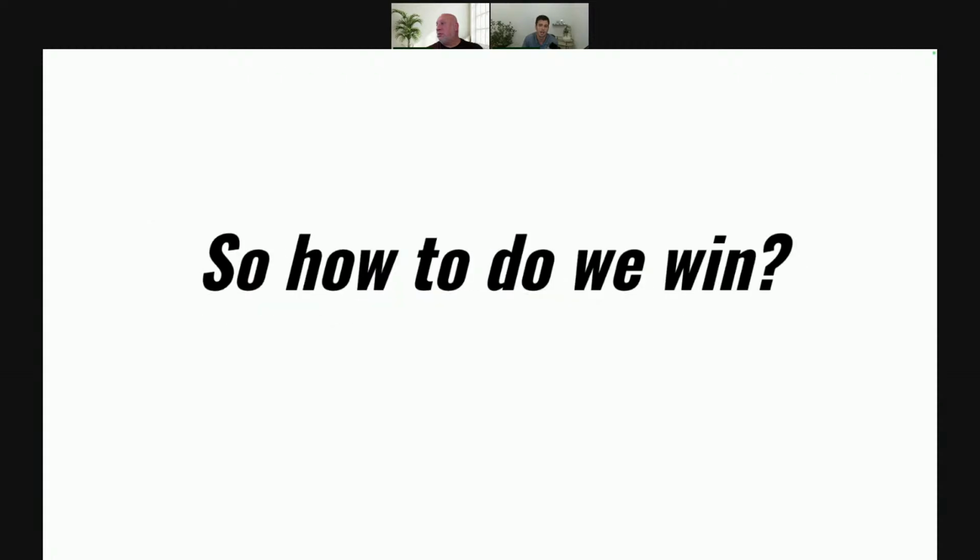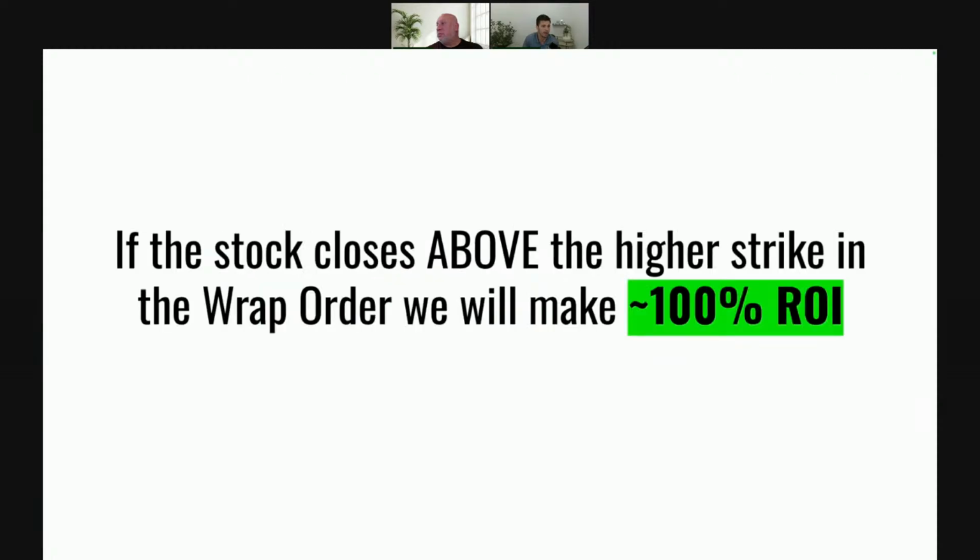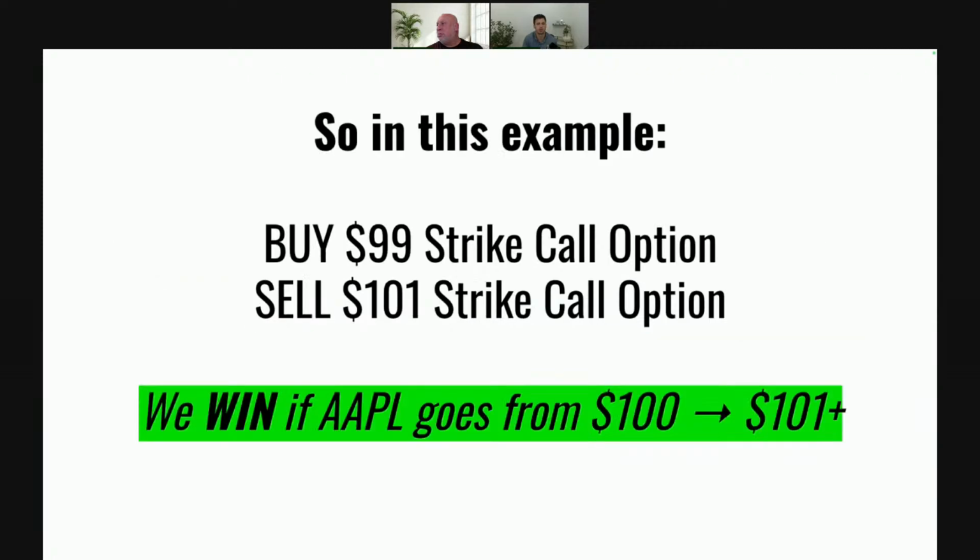So the question is, how do we actually win? Well, we win if the stock closes above the higher strike in the wrap order, then we make around 100% ROI. So in this example, we said Apple was at $100. We're wrapping it by buying, and we had a clarification here in the chat.